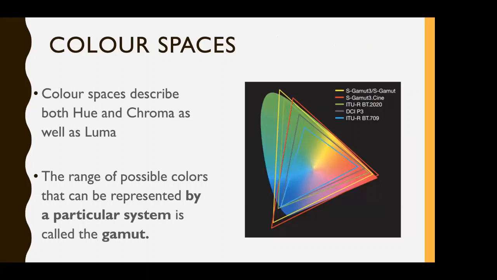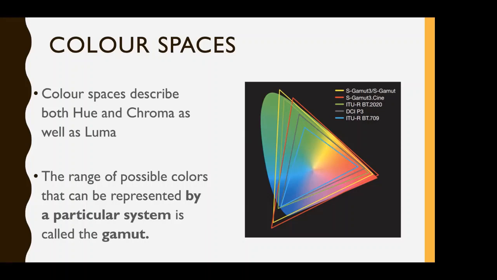Color spaces. So now we'll talk a bit about white balance and white point. Color spaces describe hue, chroma, and luma. We're back to the CIE diagram, by the way, and as you can see, I have a diagram with the various gamuts and color spaces on it. For example, the baby blue one in the center is BT.709.